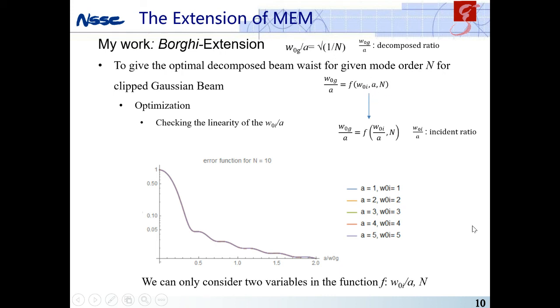The first thing I did is to check the linearity of the incident ratio. To make things easier, I found that the incident ratio has a linear effect on the error function, as shown in this picture. The x-axis in this figure is the decomposed ratio, and the y-axis is the error. You can see, even if the aperture sizes and the incident beam widths are different in the 5 different cases, they have the same error. So we can simplify the variables of the function f. We don't need to consider the 3 variables. We only consider these 2.